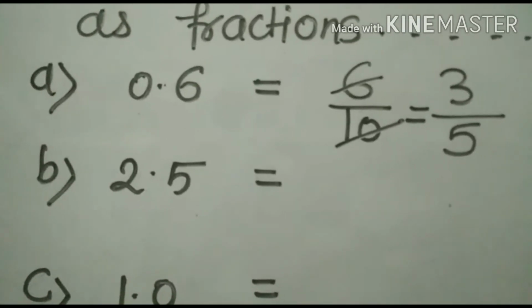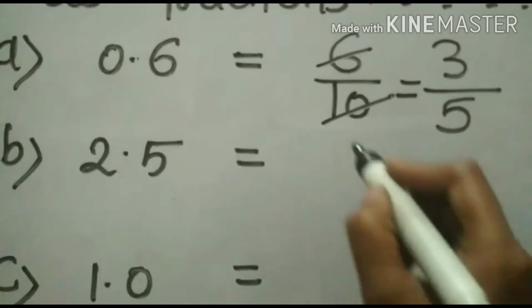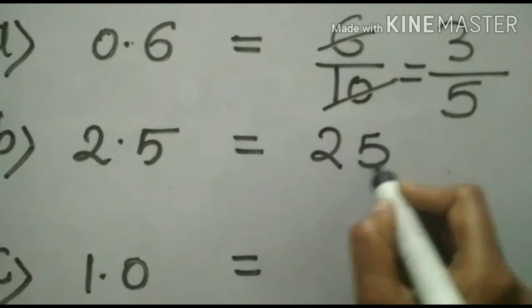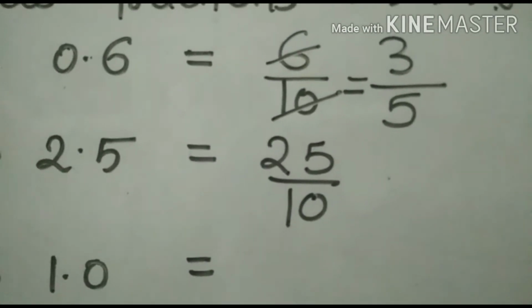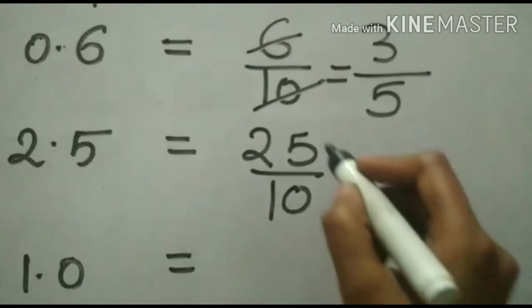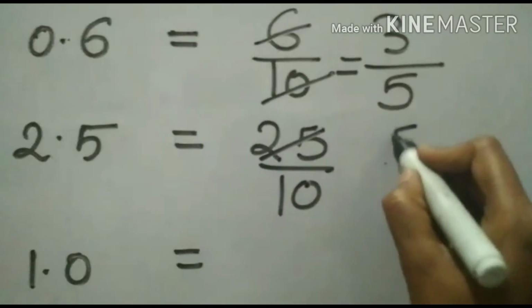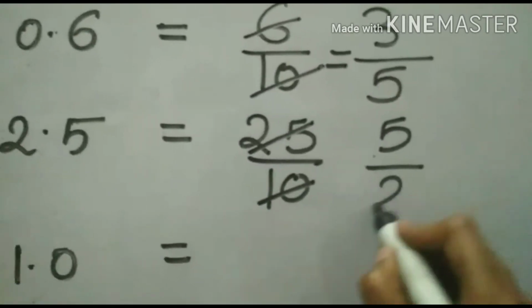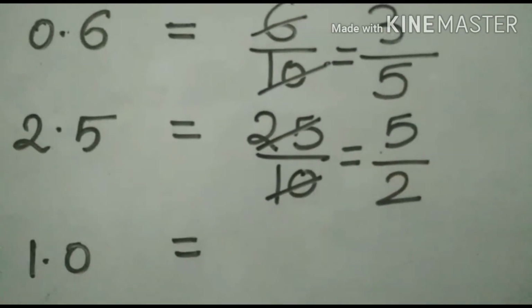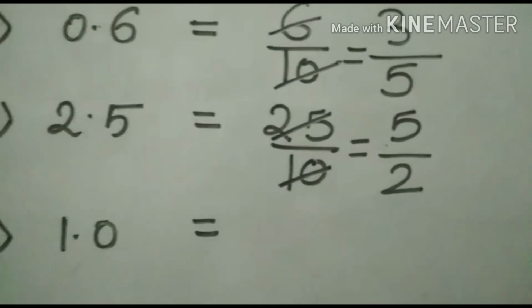Now the next decimal number is 2.5. 2.5 will be 25 by 10 in fraction form. Now in 25 and 10, 5 is the common factor. So if you divide 25 by 5, you will get 5. 5 5s are 25. And 5 2s are 10. So 5 by 2 is the lowest term of the given fraction.